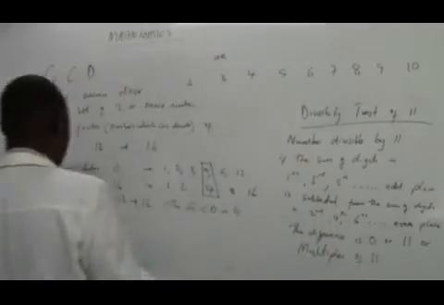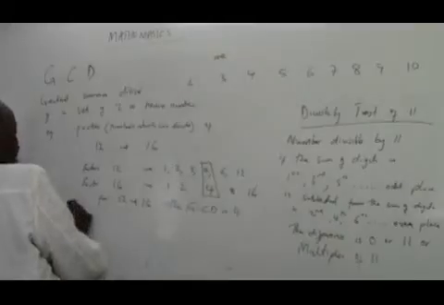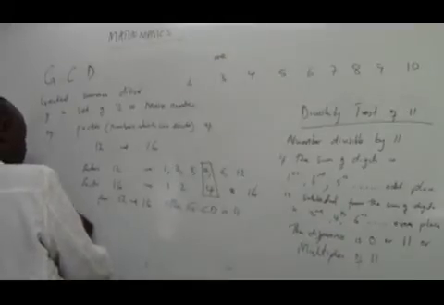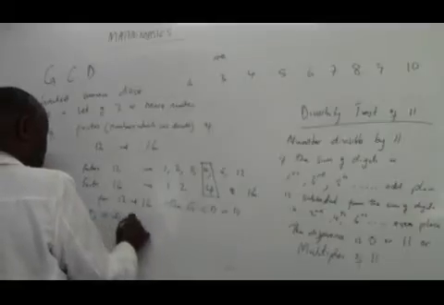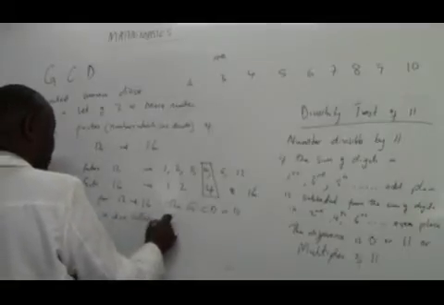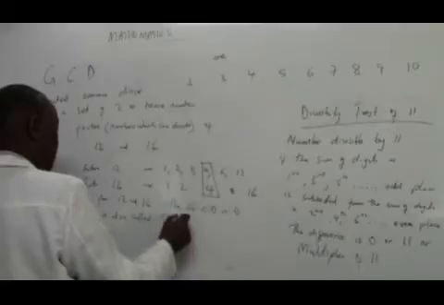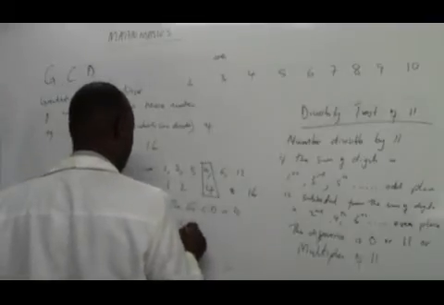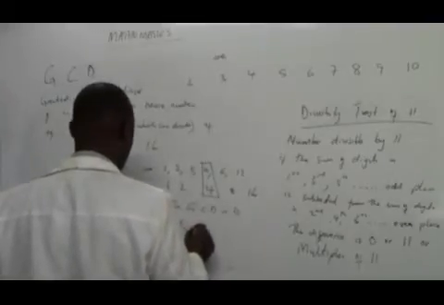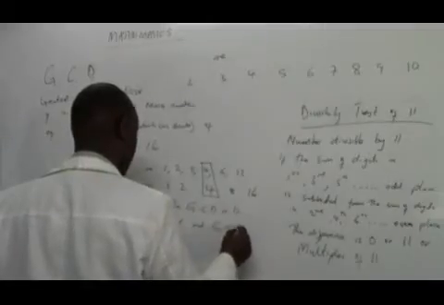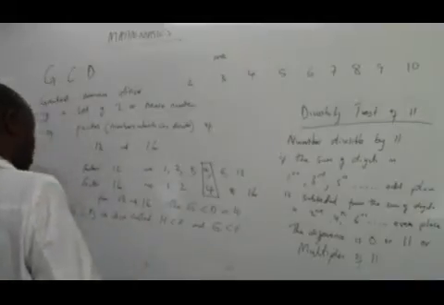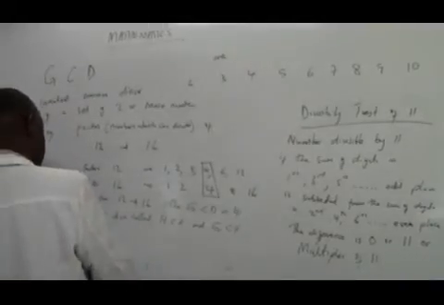We also call it the highest common factor. GCD is also called HCF, or greatest common factor, GCF. That is correct. So how do we find it?